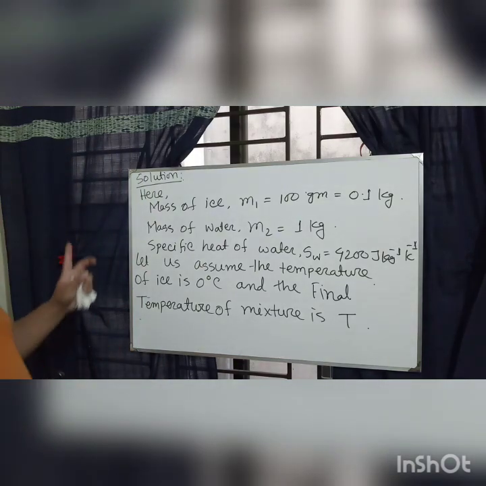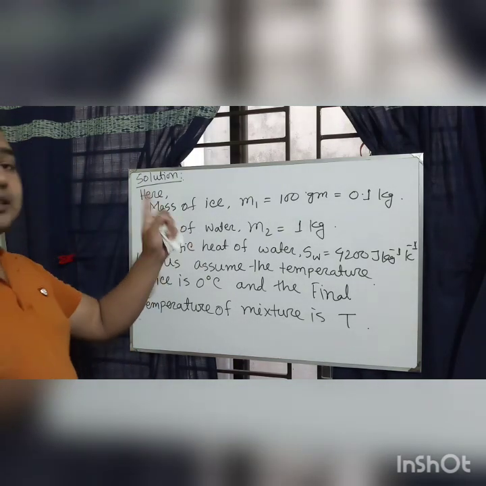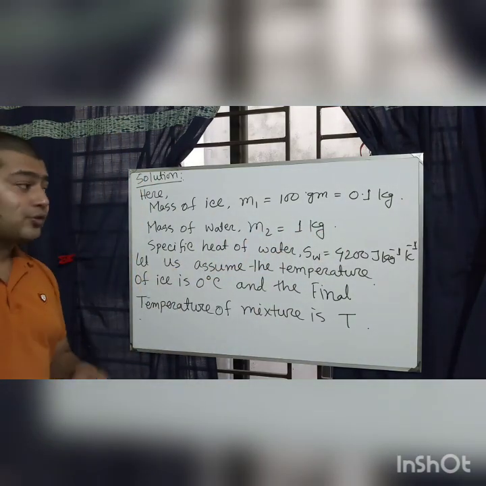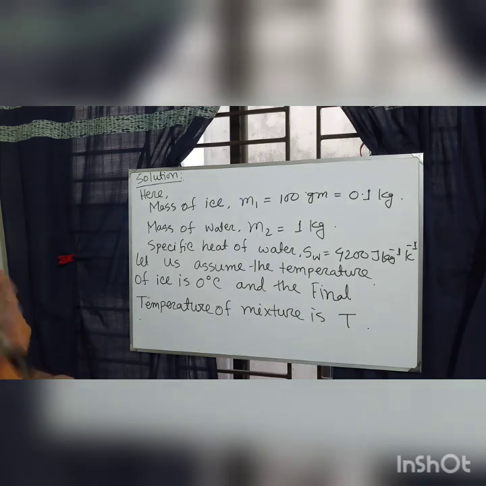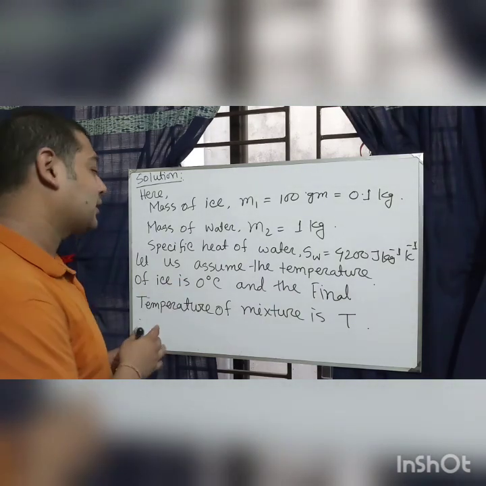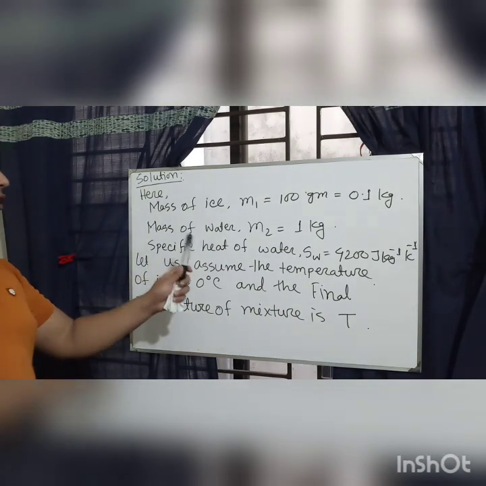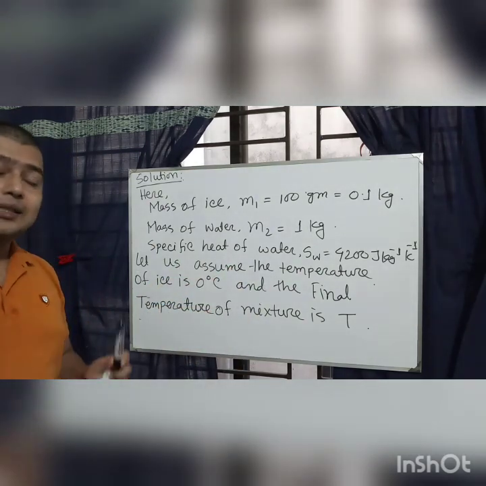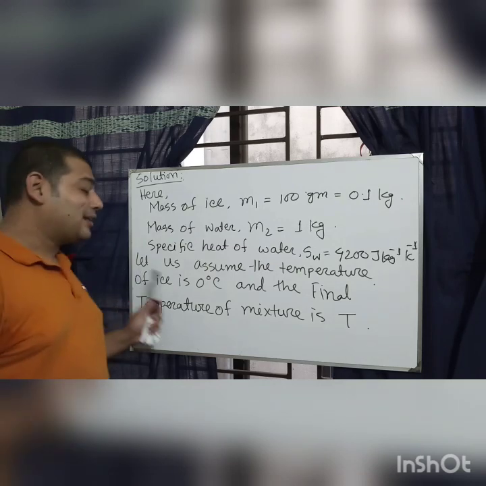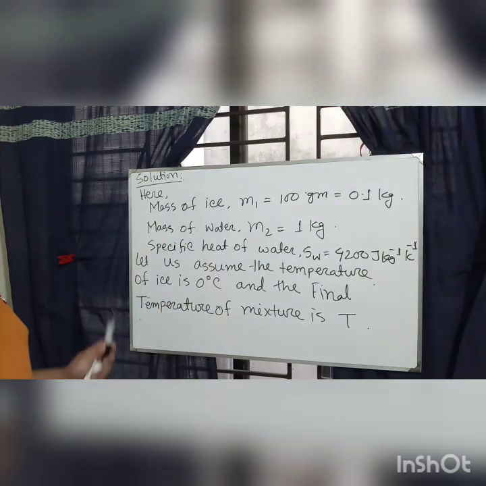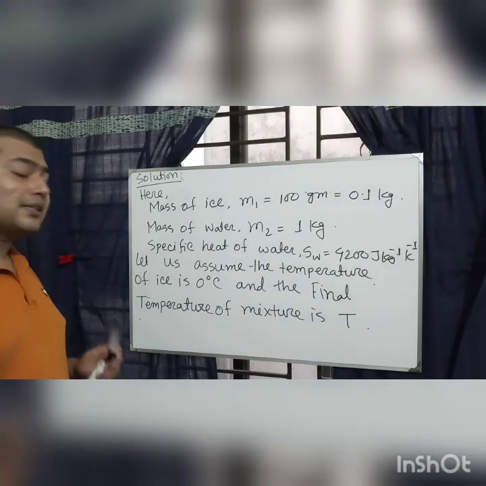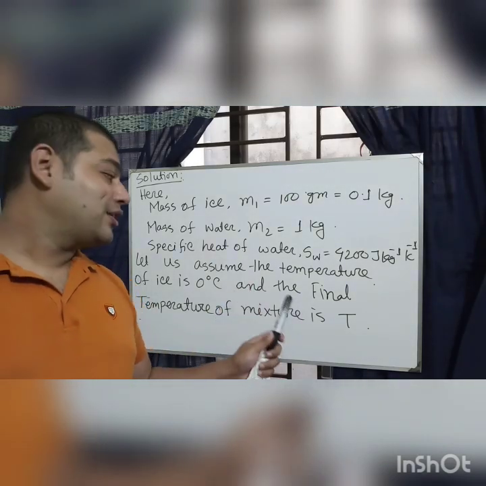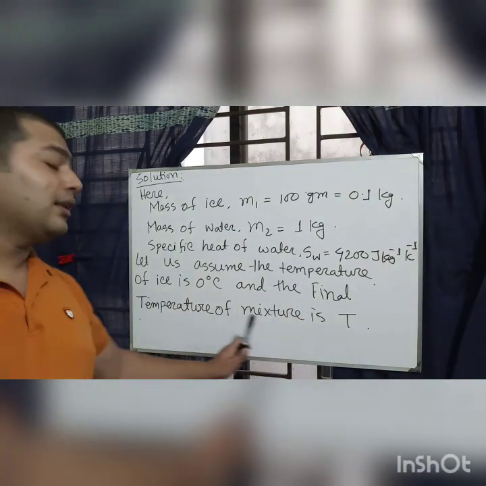Okay. Here the given mass of ice is M1 equal to 0.1 kg, mass of water M2 equal to 1 kg. Here 1 liter is equivalent to 1 kg. Specific heat of water SW equal to 4200 joule per kg per Kelvin. And let us assume the temperature of ice is 0 degrees Celsius and the final temperature of mixture is T. We need to determine this final temperature.